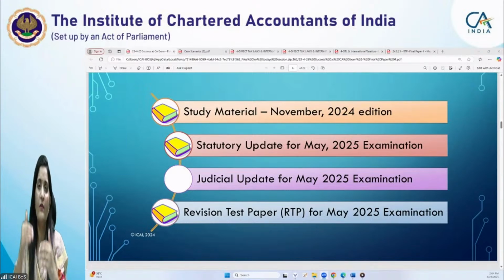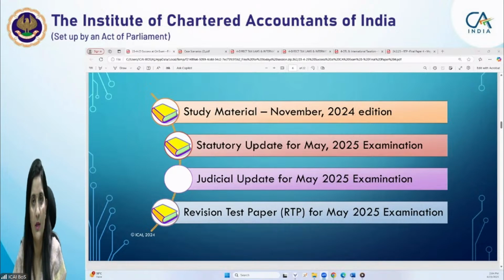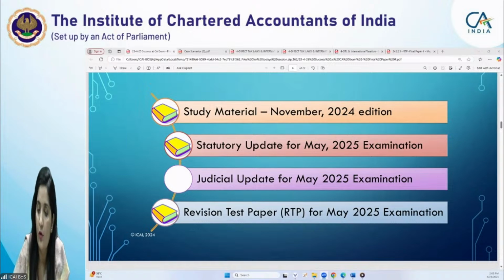Only by way of startup. The separate publication is not being issued for the May 25 examination. Please refer to the RTP, where we have covered the notification and circular with respect to the IFS. Okay, then it's the judicial update. Please refer to the judicial update and download it from the website.